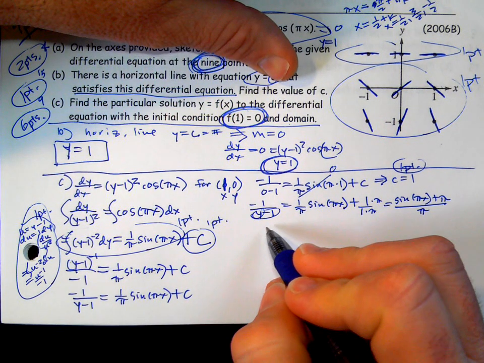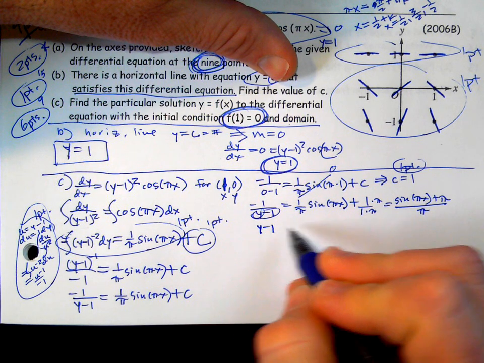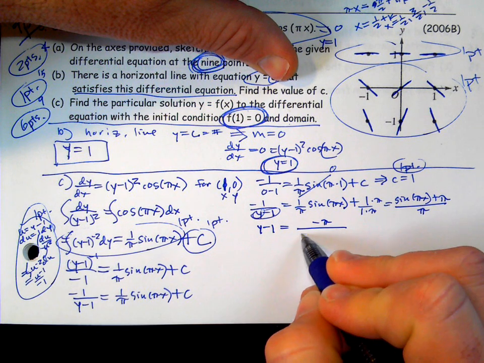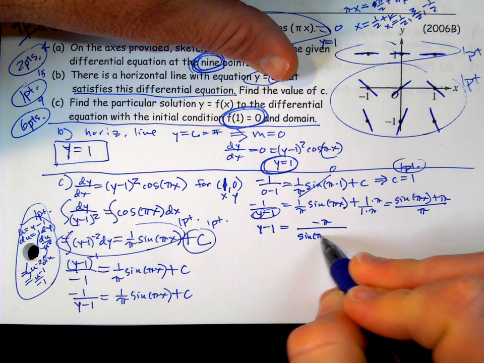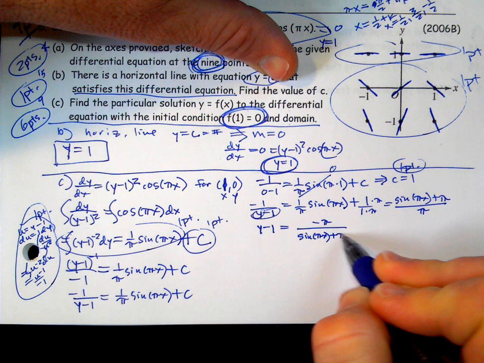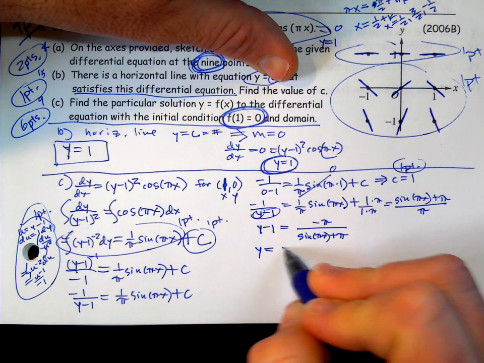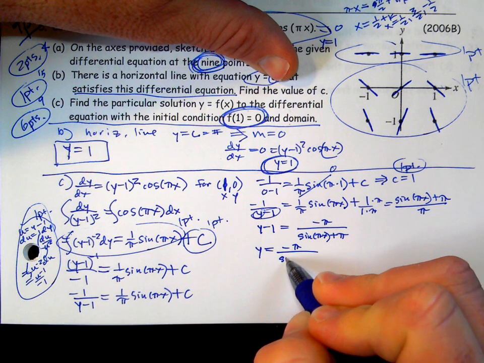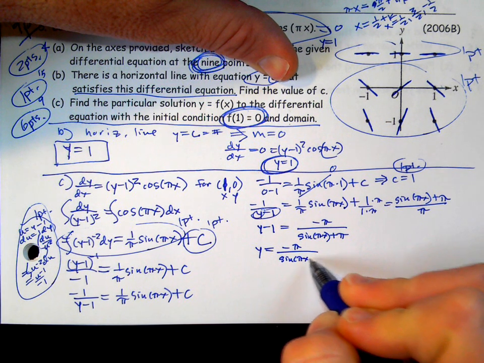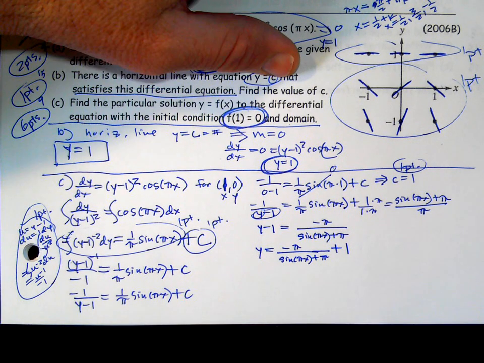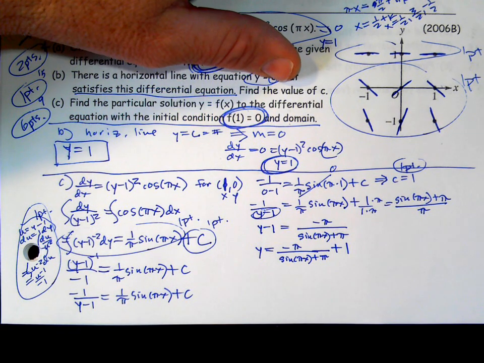Okay, so now I'm gonna flip both sides. I'm gonna go ahead and also get rid of this negative and multiply it times the other side. And then we're going to subtract or add 1 to both sides. So this is our answer. That's our solution, but we also have to give the domain.